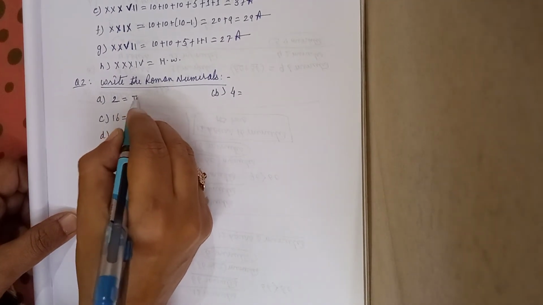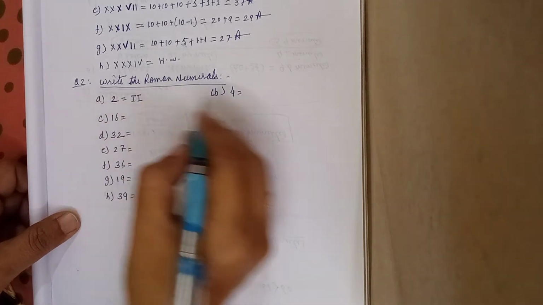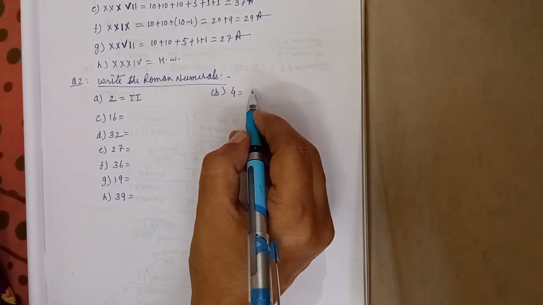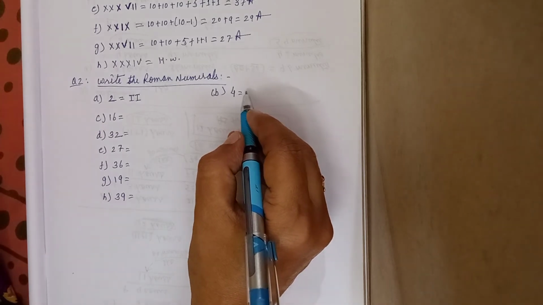So we write 2 times I. 2 times I means 2. Question number B में the question is given 4. You have to write the Roman numeral of 4.